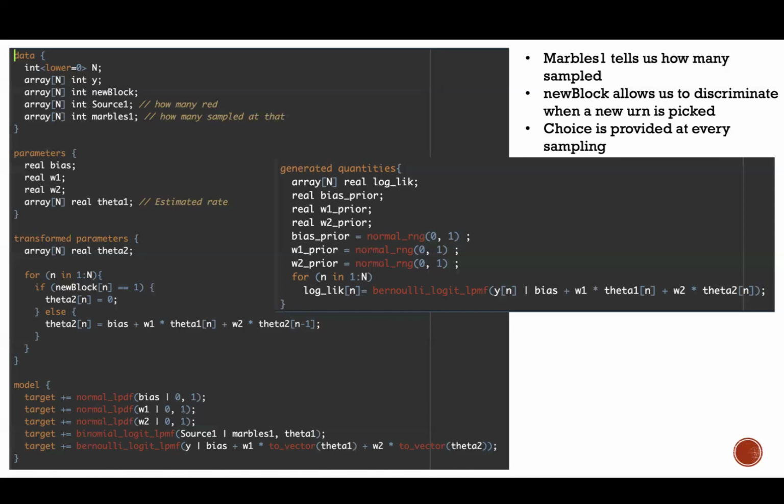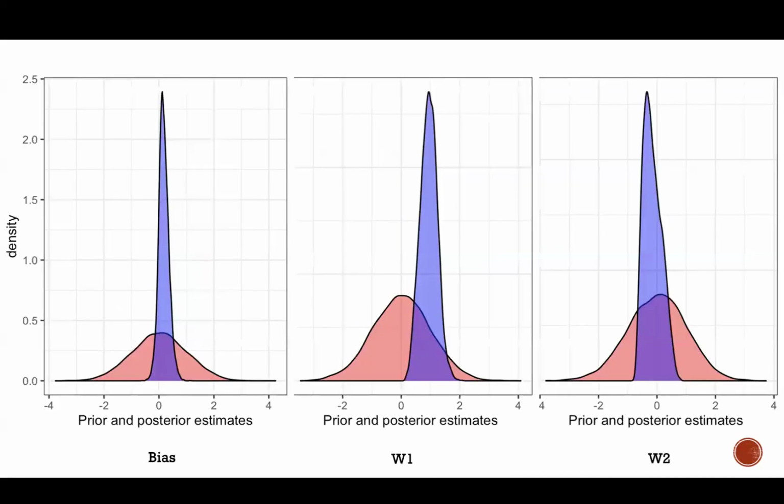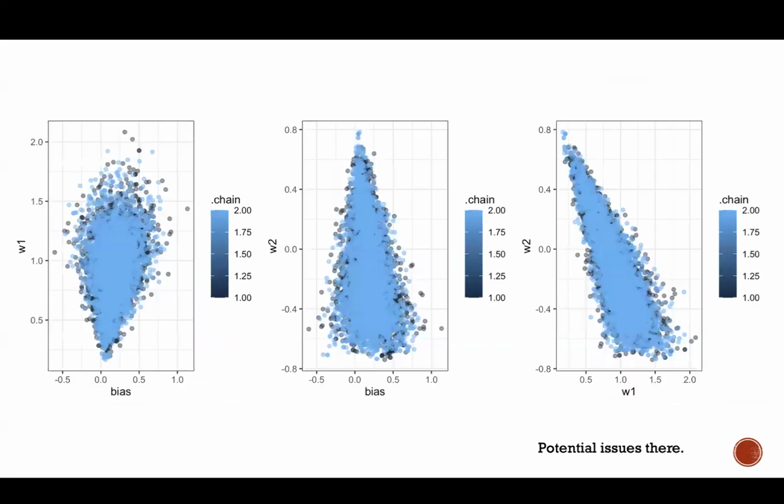And then there's something there on the generated quantities, but just so you have a reference there. We can diagnose it. It's all fine. We can do the prior posterior updates. It's all fine, just so you don't forget all this stuff. We can plot the bias against W1, the bias against W2, the W1 against W2. What do you see there?